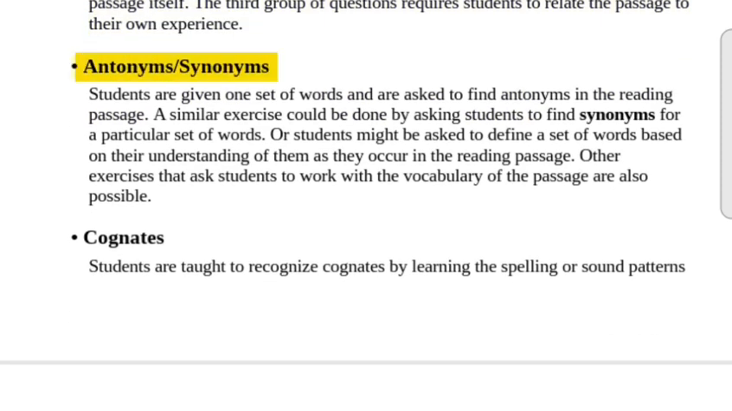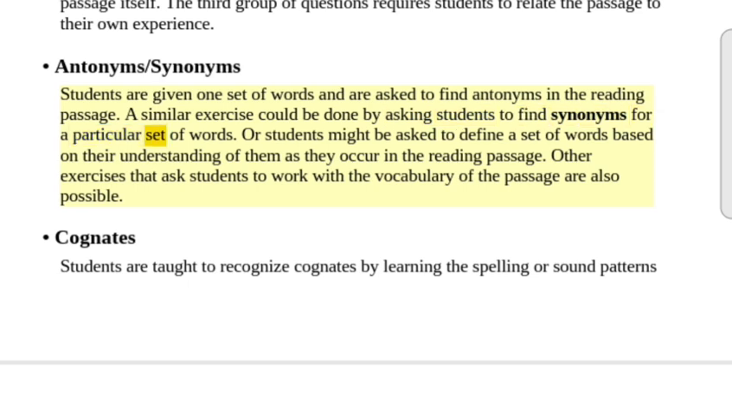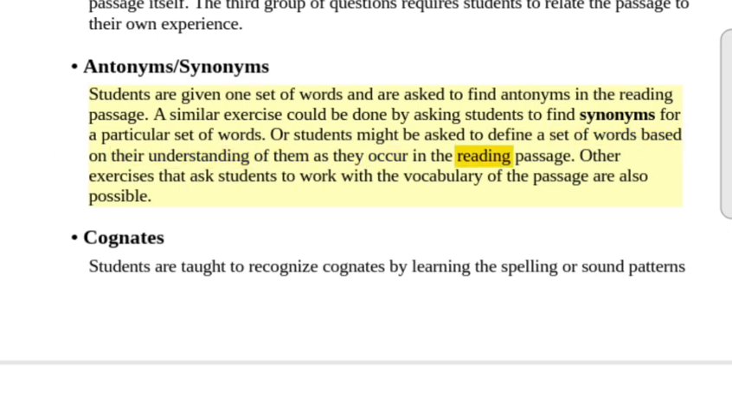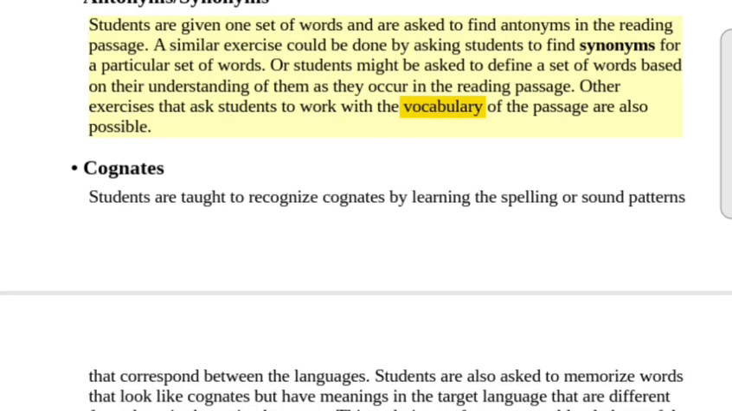Antonyms, synonyms. Students are given one set of words and are asked to find antonyms in the reading passage. A similar exercise could be done by asking students to find synonyms for a particular set of words. Or students might be asked to define a set of words based on their understanding of them as they occur in the reading passage. Other exercises that ask students to work with the vocabulary of the passage are also possible.